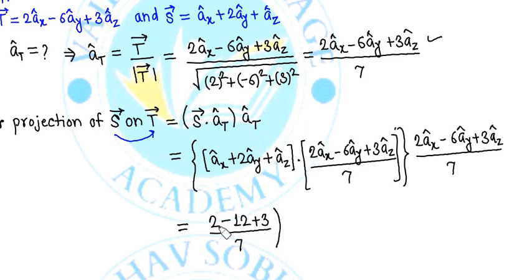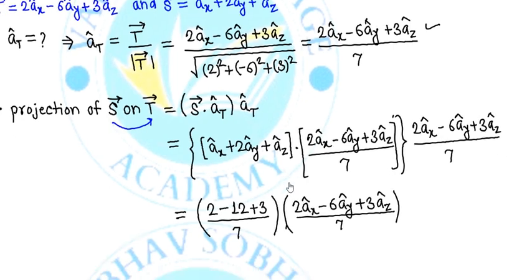So this is your very first bracket, and within your second bracket you will have your unit vector at as it is. So that is what? 2ax cap minus 6ay cap plus 3az cap divided by 7. Now we are going to simplify that one.